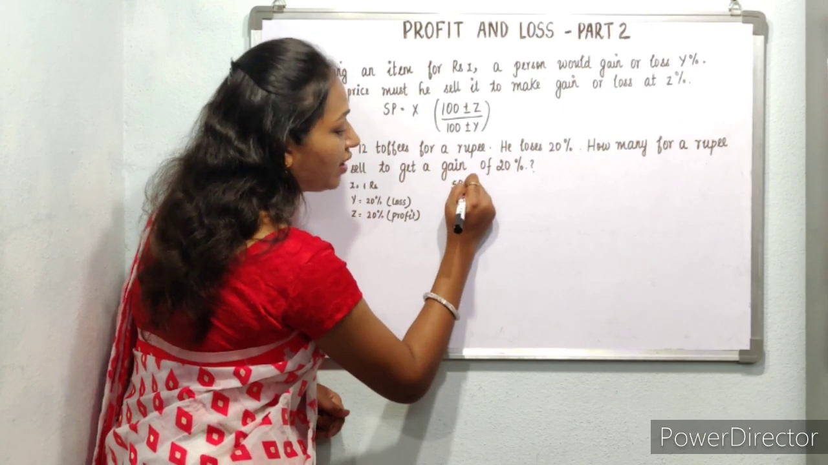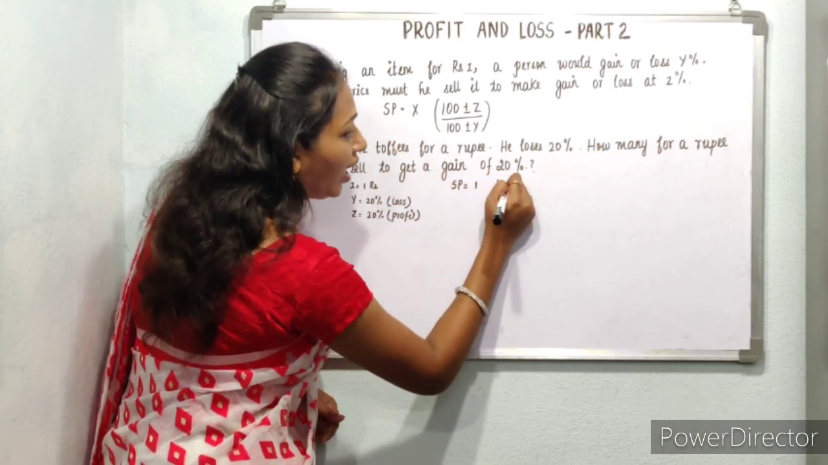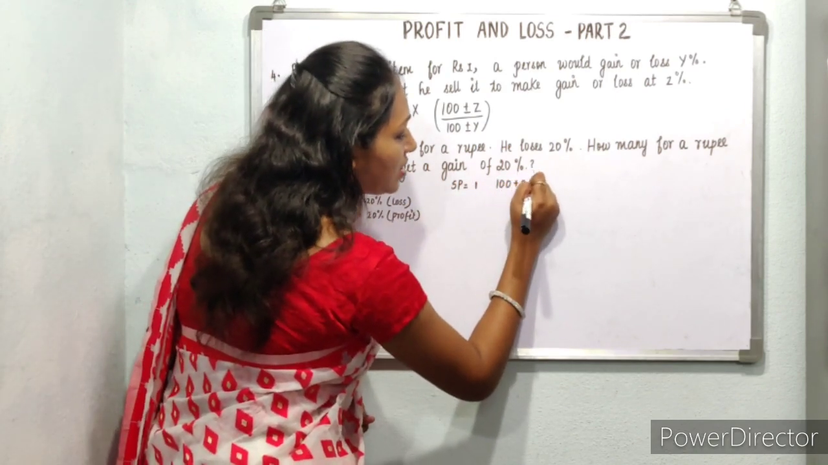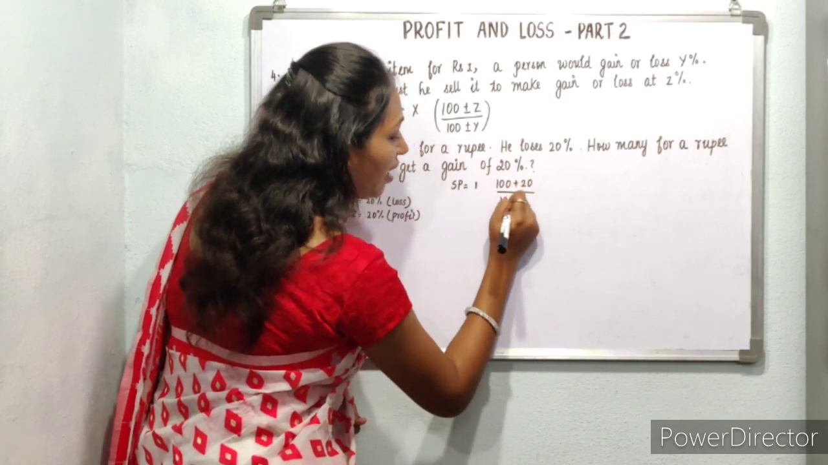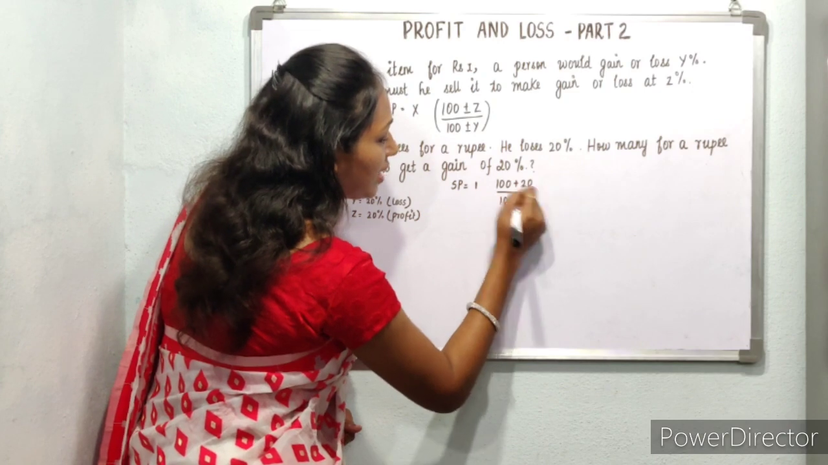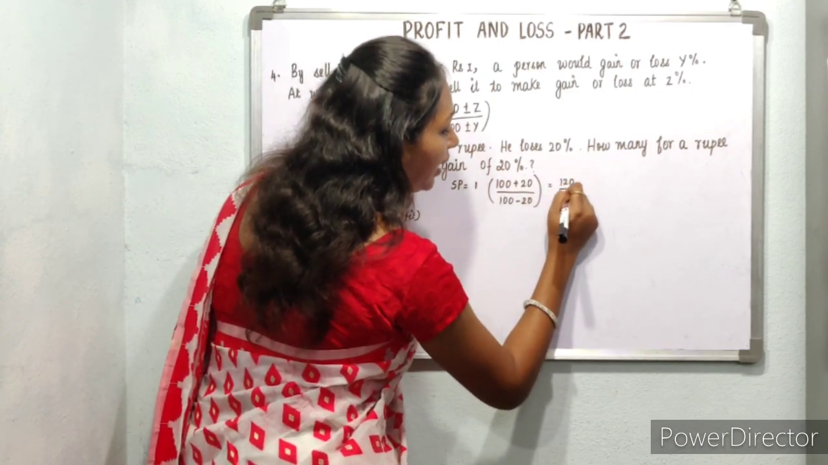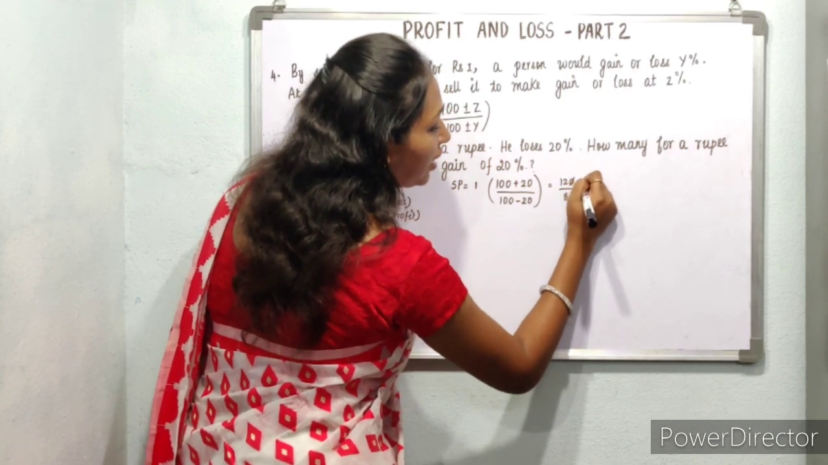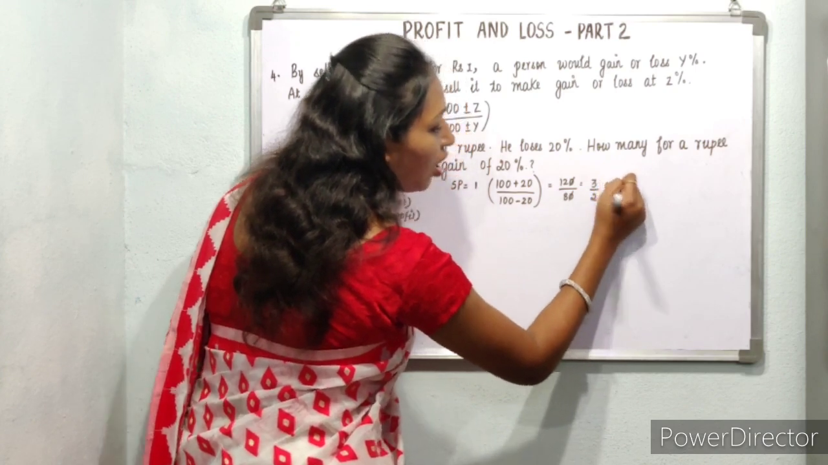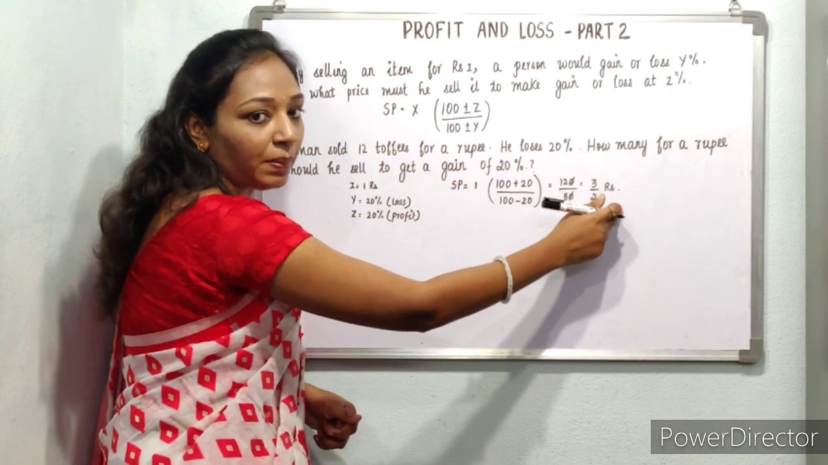So we'll first find the selling price. The value of X is 1, so 1 into (100 plus 20) divided by (100 minus 20). The value of Z is a profit, so we put a plus sign. The value of Y is a loss, so we put a minus sign. If you solve, we'll get 120 divided by 80. So the 0s you can cancel and we'll get the answer as 3 by 2 rupees. Okay. So we have found the selling price. Selling price of 12 toffees is 3 by 2 rupees.